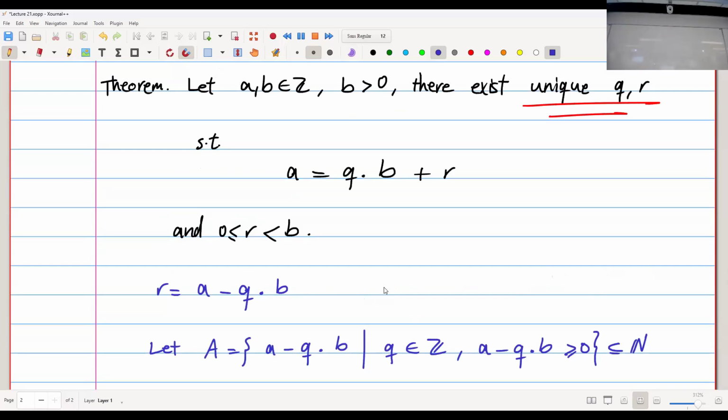So suppose that I put Q to be 0, then I'll get A. So if A itself is non-negative, then this A is non-empty. But what if A is negative? You see, this is the problem in number theory. Usually things that are trivial are not trivial.